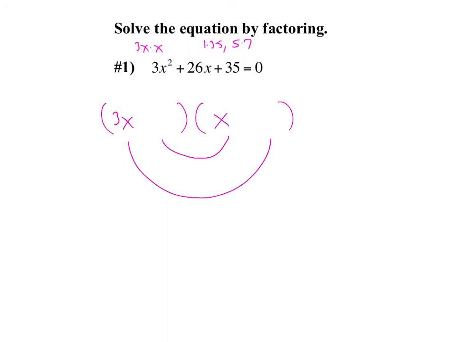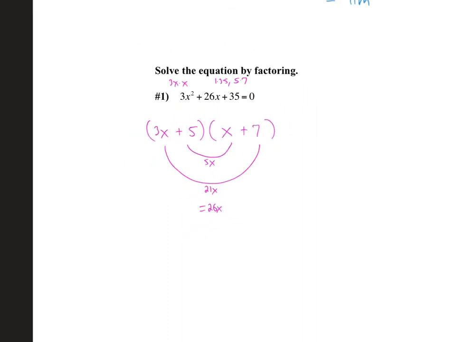Now, what should I do to add up to 26? I'm guessing it's going to be 5 and 7 because 35 is already above 26, which is a little too far. So where should I put 5 and 7 to add up to 26x? Well, if I put 5 right here and positive 7 right here, I'm going to get 5x, and I'm going to get 21x, which equals 26x. And there we have our factorization.